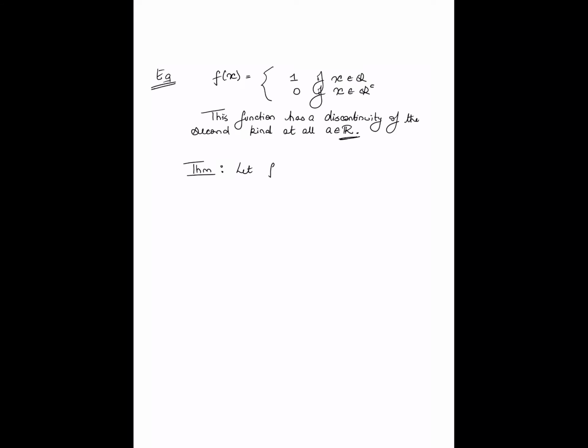Let f be monotone increasing in say some interval AB, okay, then f of x plus and f of x minus exist at all x belonging to AB. Okay, so if you have a function that's monotone, then at every point in the interior of the domain, you are guaranteed that the left limit and the right limit exist. So, in other words, if there is a discontinuity, it has to be of the first kind, right?